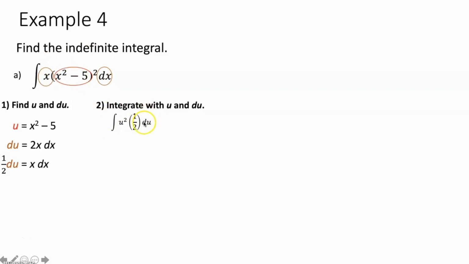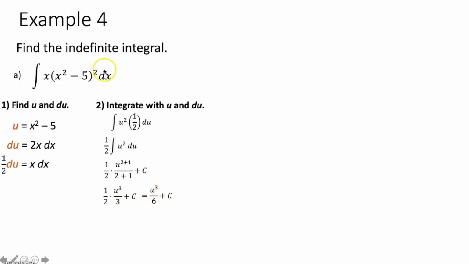Now, how do I integrate this? Well, this 1/2 is just a constant. I can move it out front, and now all I have to do is integrate u squared du using the general power rule. The integral of u squared du is going to be u to the 2 plus 1 power over 2 plus 1 plus c, which simplifies to u cubed over 3. Multiply that to the 1/2 that was out front, and I end up getting u cubed over 6 plus c.